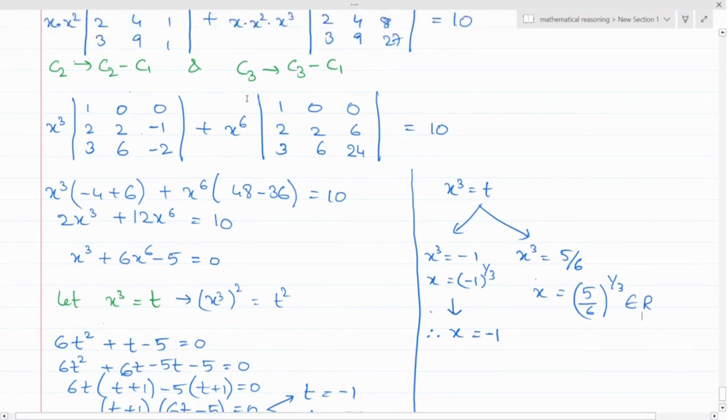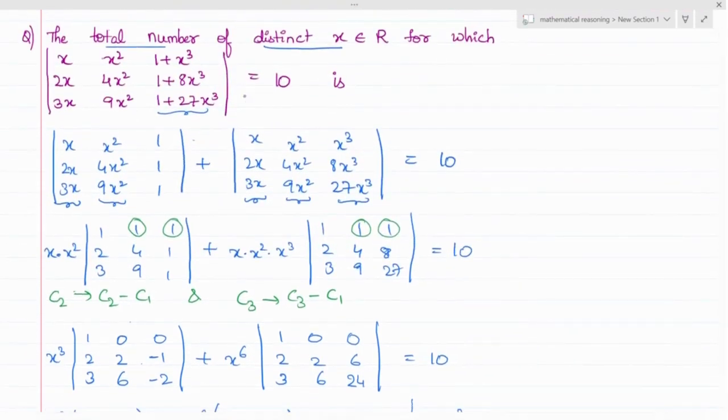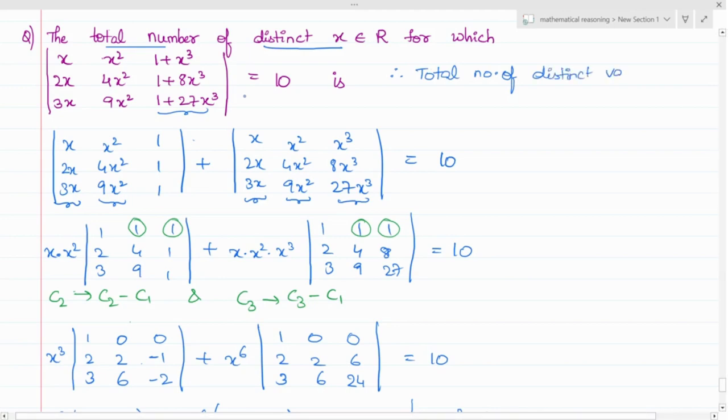So according to the question, we need to find the total number of distinct x values, and they should belong to the real numbers. So therefore the total number of distinct values of x are 2. Those are minus 1 and 5 by 6 whole power 1 by 3. So 2 is the correct answer to this question.